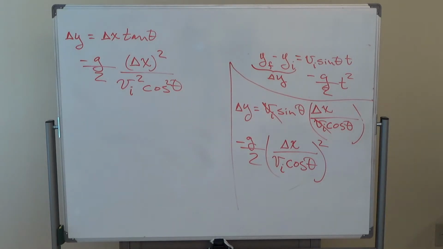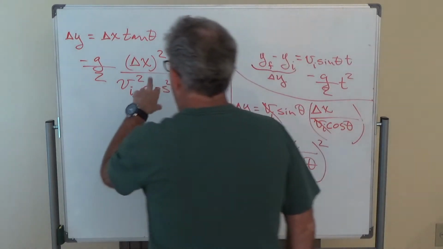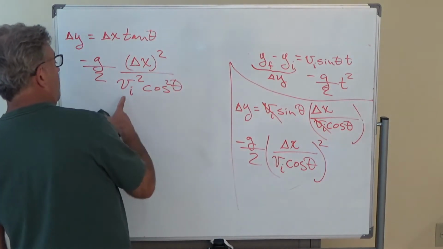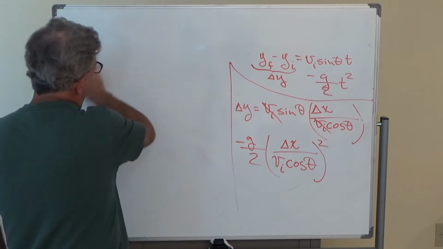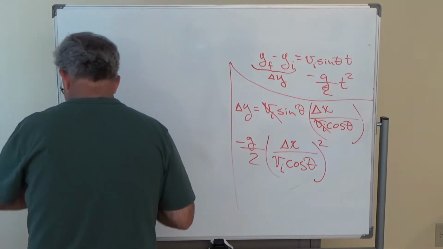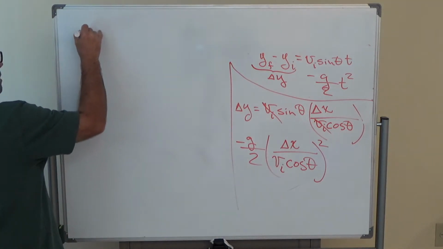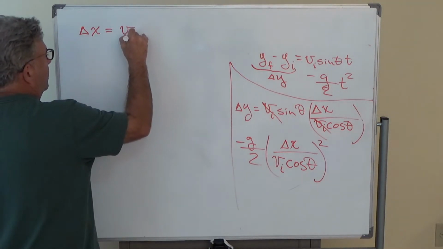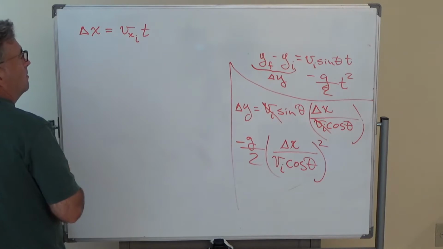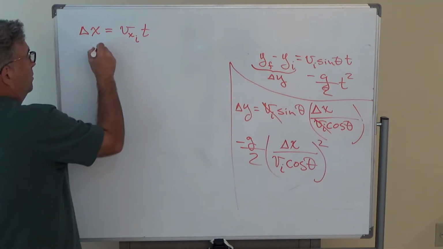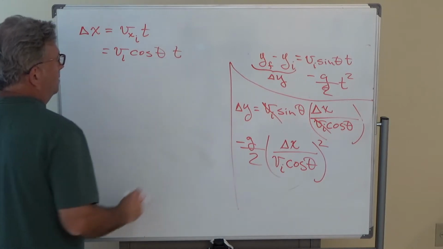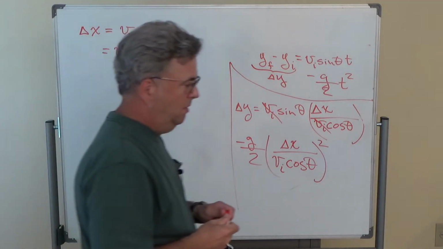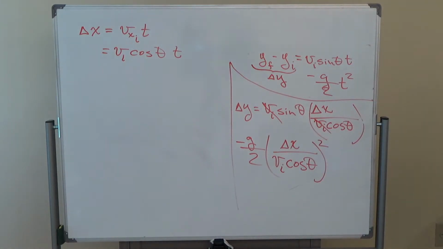Find the time it takes the ball to reach the wall. Once you find V initial from this, doing some algebra, you know theta, you know delta X, you know delta Y. Well, the time that it takes to reach the wall is pretty simple because delta X is equal to Vx initial T, which is equal to V initial, which you just found, cosine theta T. So that's part B.